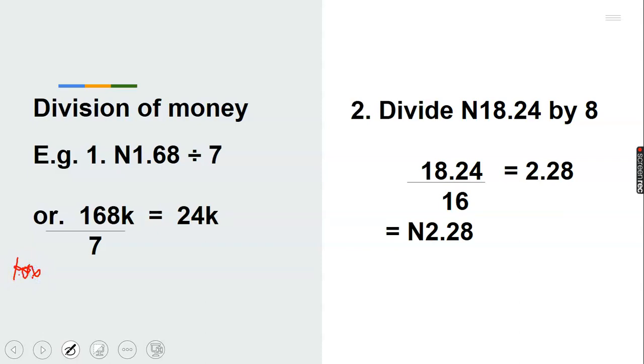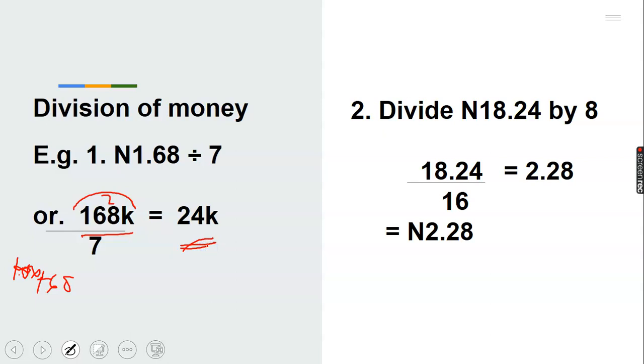So we have 100 kobo plus 68 kobo. That will give us 168 kobo, as you can see here. So we say 168 kobo divided by 7. You can see it divided here. Divided by 7, what do we do? 7 in 16, that's what? 2, which is 14. It will remain 2. And 7 in 28 is what? 4. That's how we have our 24 kobo.